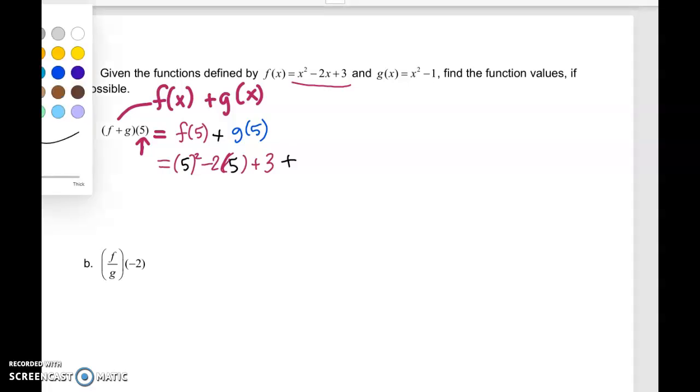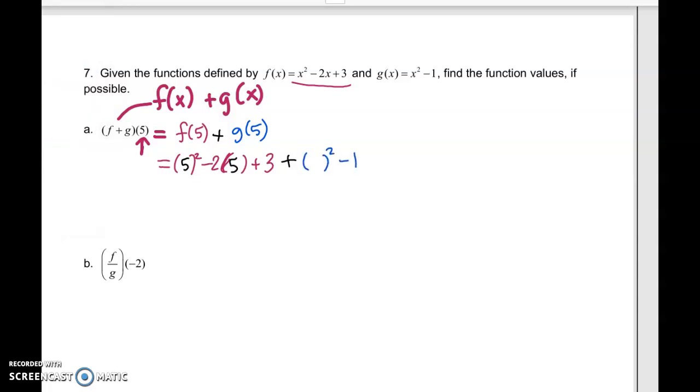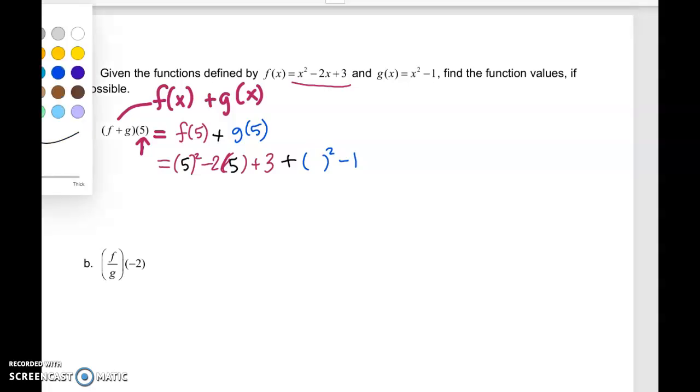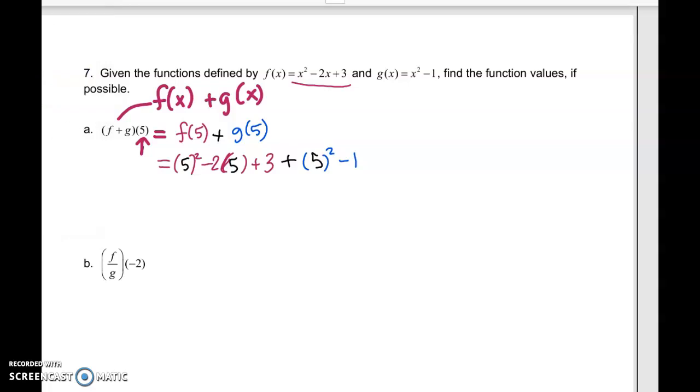And then I'm going to take function g, which was x squared minus 1. And I'm going to put blank spots in for x, and I'm going to put in 5 wherever there was an x. So 5 is my input. And so now evaluating this, I would get 25.